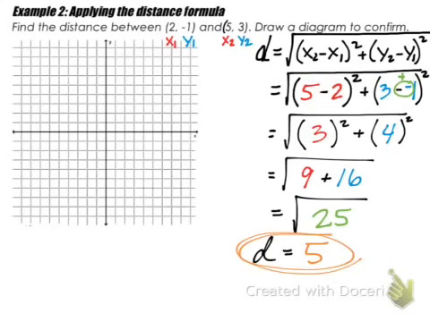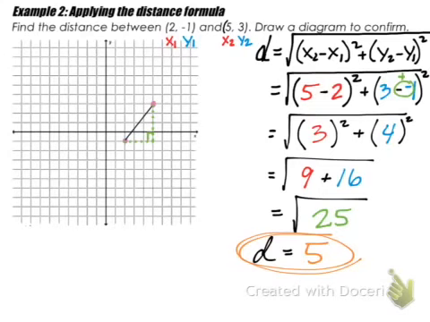Then we have to draw a diagram to confirm. We're going to use the Pythagorean Theorem to double check, one, that the distance is actually equal to 5, and two, that the distance formula is a component of the Pythagorean Theorem. If we plot those 2 points on our coordinate plane, we have (2, negative 1) and (5, 3). Then we draw a right triangle using this segment as our hypotenuse.